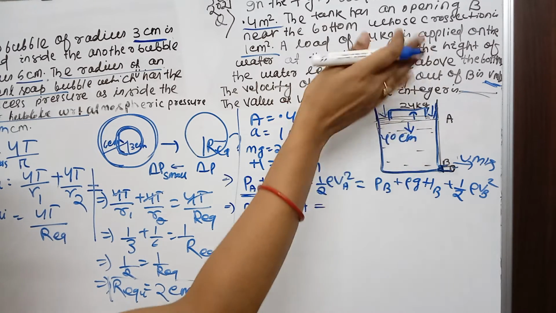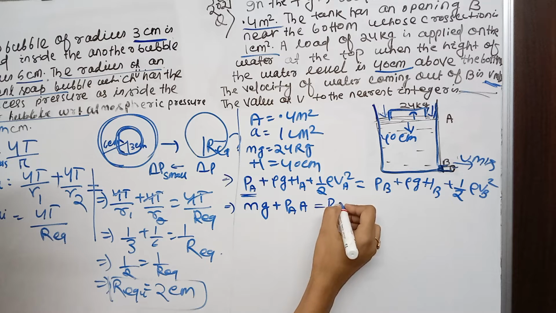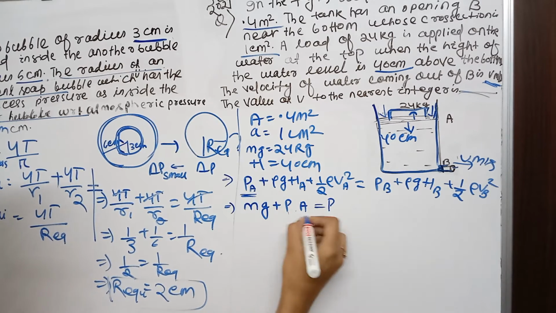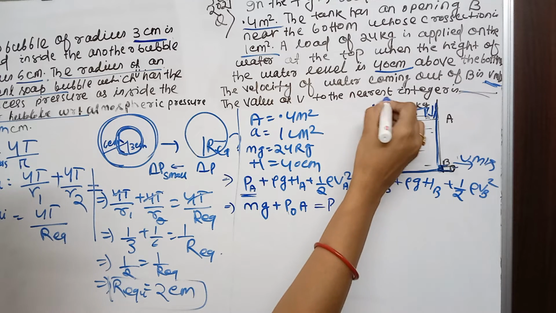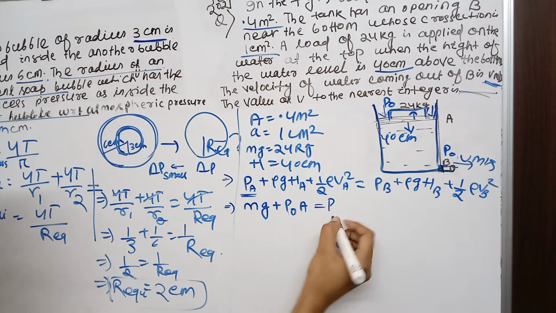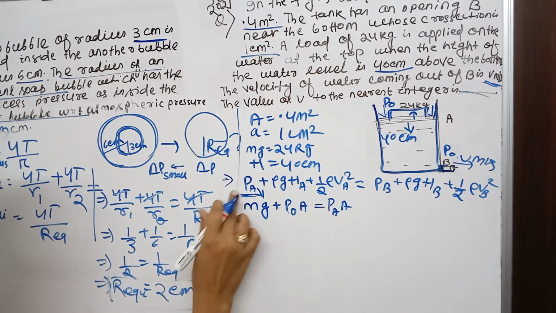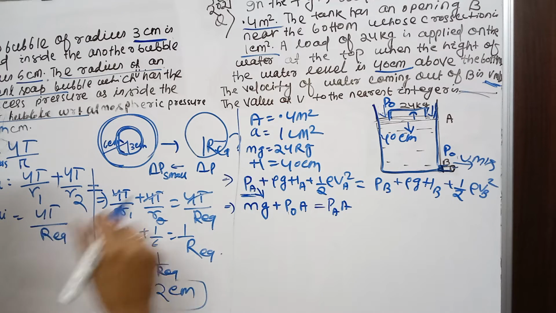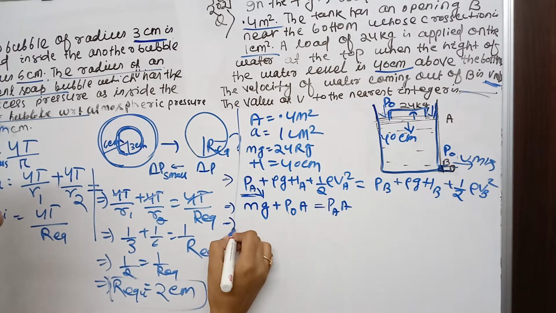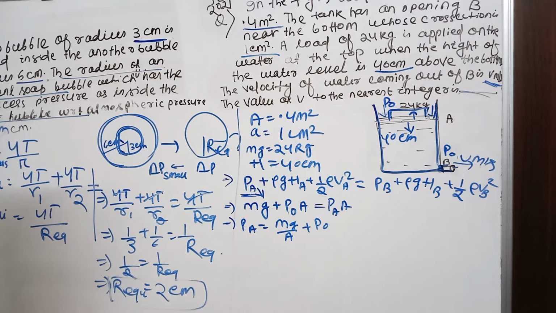Force is equal to pressure multiplied with area. Let's say the pressure at A is P, multiplied with area, and this is atmospheric pressure. Let's denote this as P naught. So here also atmospheric pressure is there because it's open to the atmosphere. And here the pressure at A, PA, multiplied with A. So we are only trying to find out the pressure at region A. Okay, so what is the pressure at A? Pressure at A would be mg upon A plus P naught. The atmospheric pressure will get cancelled. So this is the pressure for the region A.